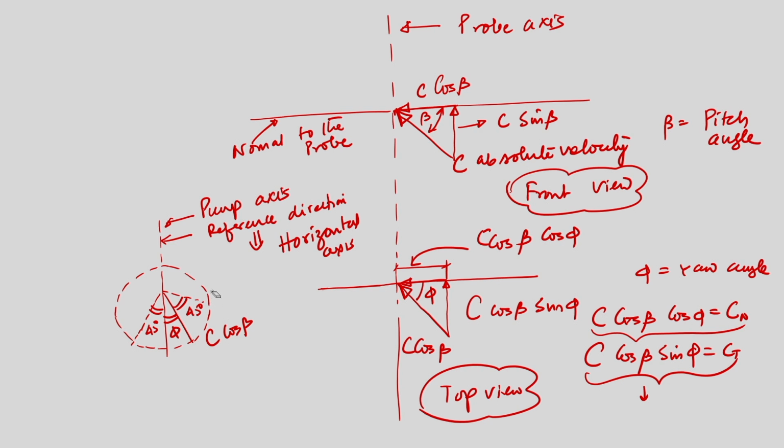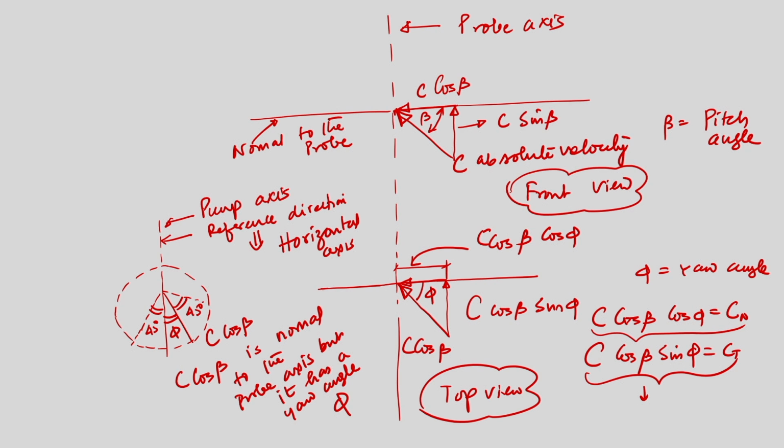So this is C cos beta, which is normal to the probe axis, but it has a yaw angle phi. It would be much clearer if I draw another schematic from there. So C cos beta, which is normal to the probe axis, but it has a yaw angle phi.